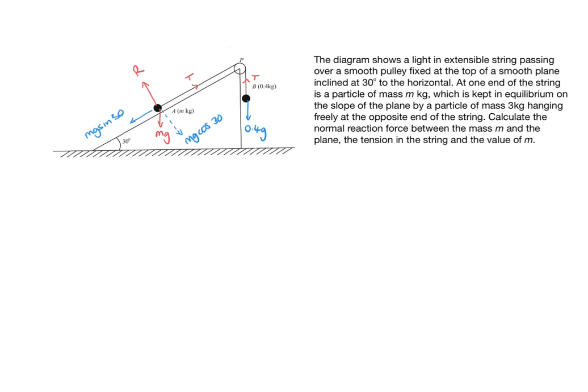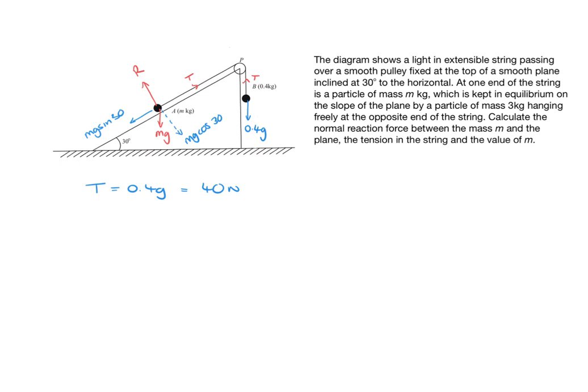So the first thing I'm going to look at is particle B, because particle B just has two forces acting on it. It's got the tension and it's got the weight. Because the forces are in equilibrium, I can set up an equation that says T is equal to 0.4g. And if I use g equal to 10, then that tells me that my tension is equal to 40 newtons. This is one of the things we needed to find.